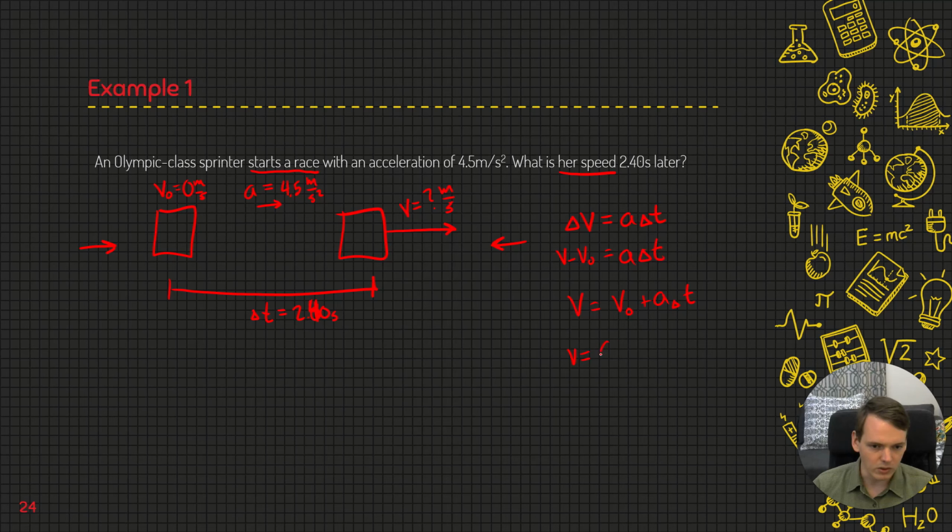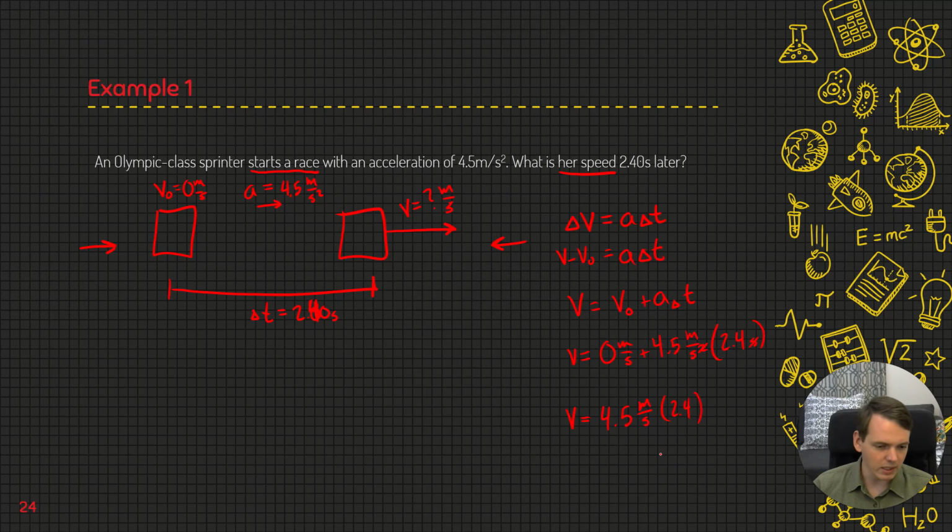So v equals 0 meters per second plus 4.5 meters per second squared times 2.4 seconds. Notice the units go in. The acceleration is not 4.5, it's 4.5 meters per second squared. And if we run this calculation, you'll notice the seconds will cancel with one of those seconds. And the final velocity is 4.5 meters per second times 2.4.